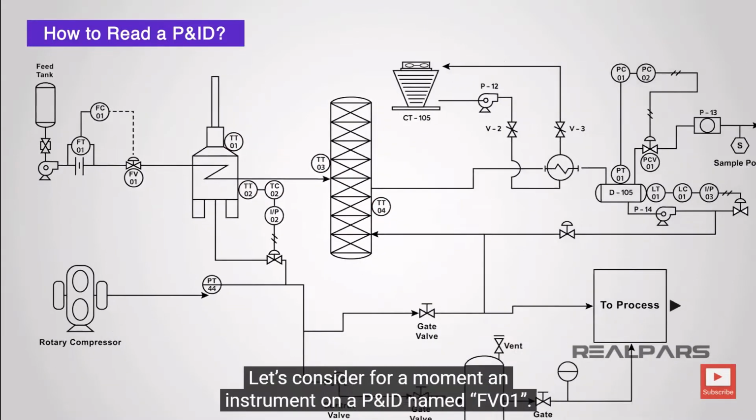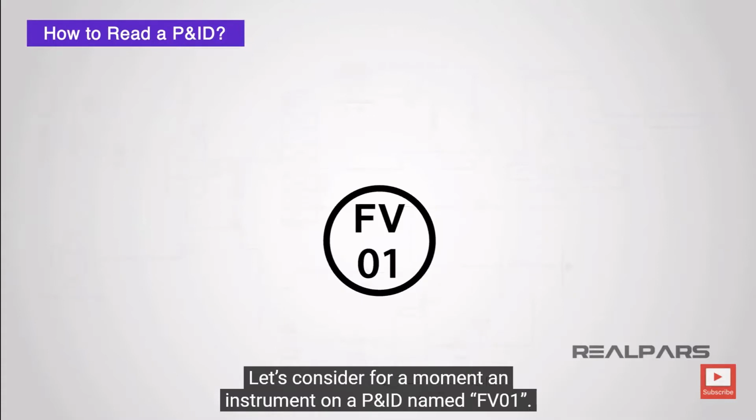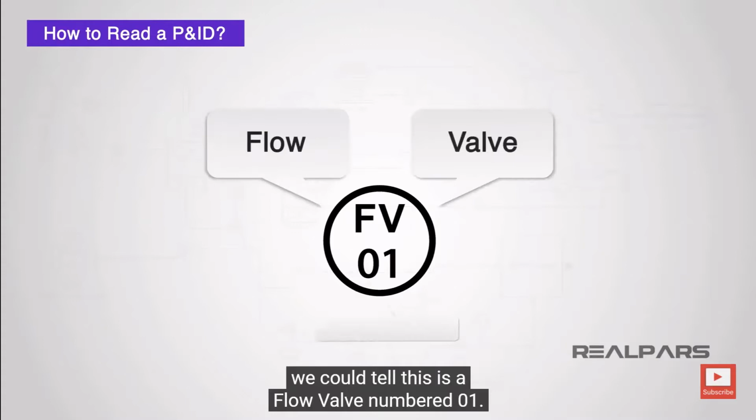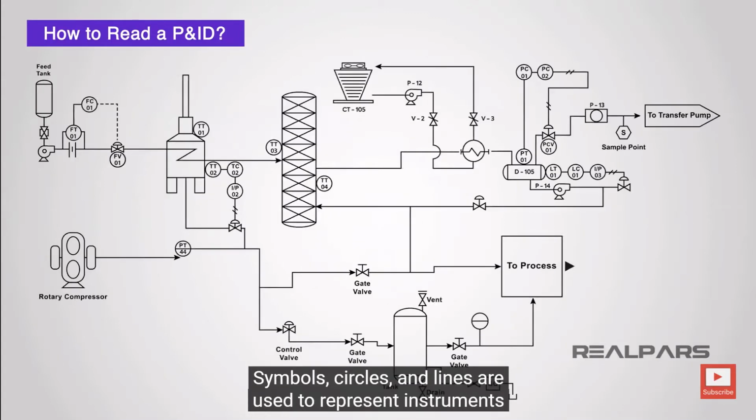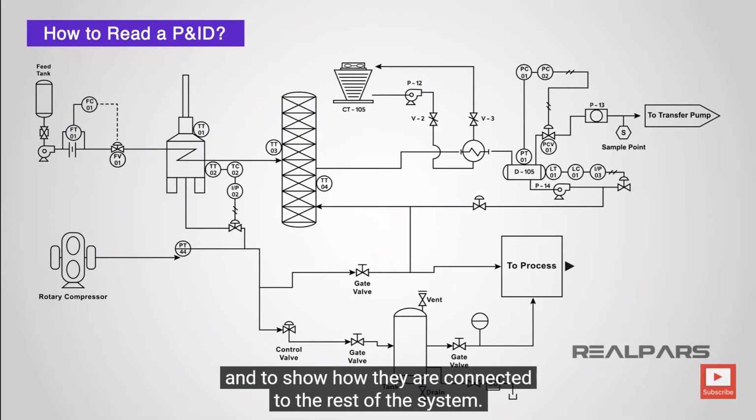Let's consider for a moment an instrument on a P&ID named FV01. Looking up the code for this, we could tell this is a flow valve numbered 01. Symbols, circles, and lines are used to represent instruments and to show how they are connected to the rest of the system.